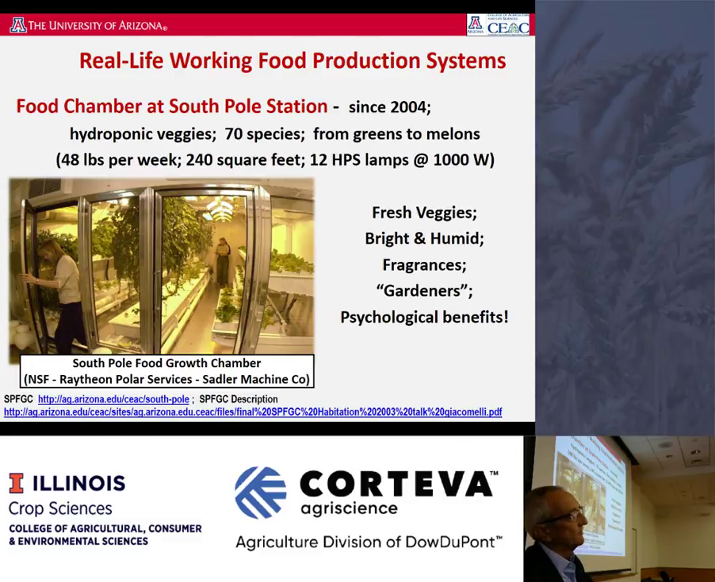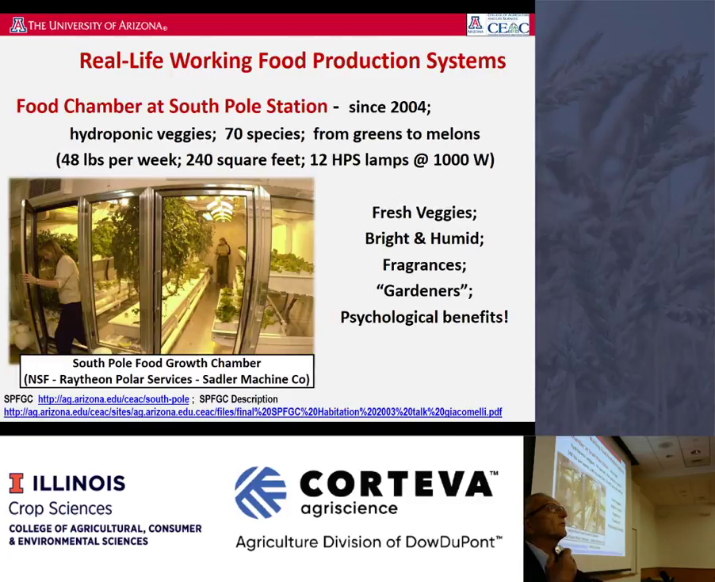This is a project that we have with the National Science Foundation, who, through our tax dollars, runs all the research, or significant operations of the research that go on at the South Pole in Antarctica. And we won the contract to design, build, and then help operate this food growth chamber. It's about 240 square feet.